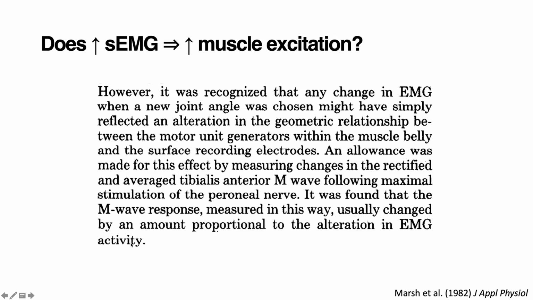It was found that the M wave response measured in this way usually changed by an amount proportional to the alteration in EMG activity." So this meant when they stimulated the nerve, this accounted for the difference that they saw between different joint positions. So the difference in joint positions wasn't really due to differences in voluntary excitation of that muscle. It was actually due to the geometric properties of the tibialis anterior, so how those action potentials were traveling in space relative to the electrode.